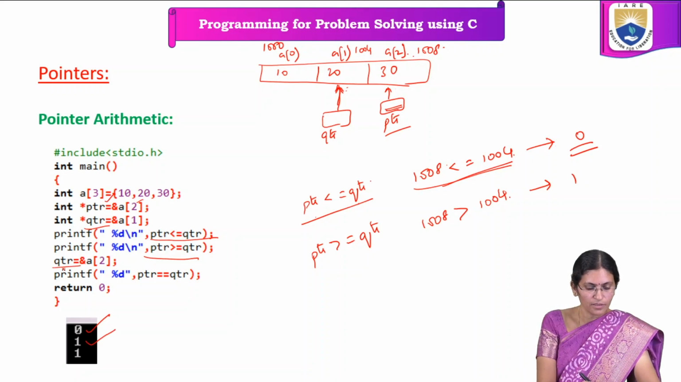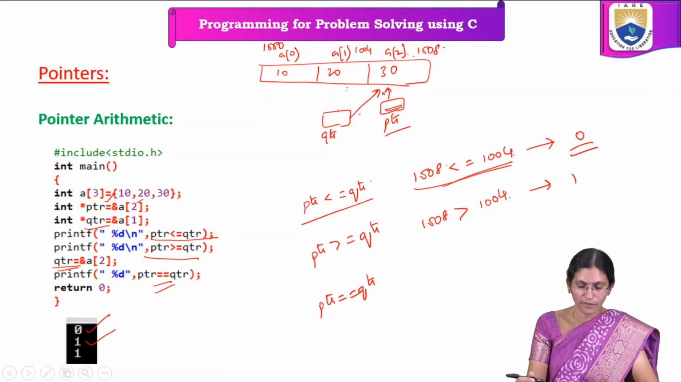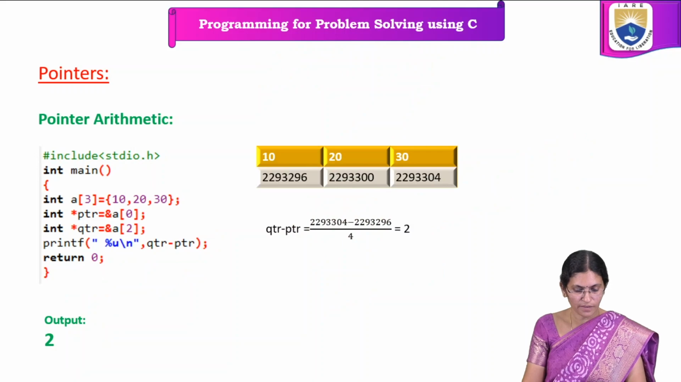Now with this statement, qtr is pointing to the last element of the array. So qtr is also pointing to the last element of the array. If you use the equality operator here, ptr == qtr, both are pointing to the same value, or both are holding the same addresses. Therefore both are equal, so the output of this will be 1. In this way, we can evaluate the output of these statements.